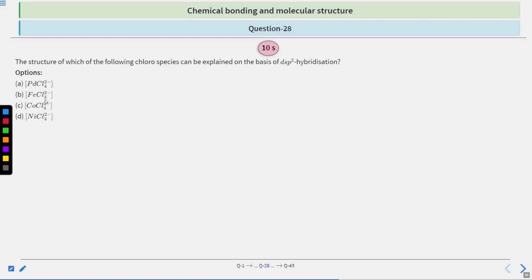Moving to the next question, question number 28. The structure of which of the following chloro species can be explained on the basis of dsp2 hybridization? Options are PdCl4 2 negative, FeCl4 2 negative, CoCl4 2 negative, or NiCl4 2 negative. You have 10 seconds to solve this question. After that, we will see the answer.